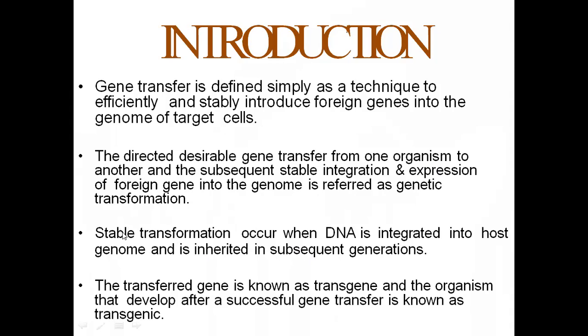Okay, stable transformation occurs when DNA is integrated into the host genome and is inherited in subsequent generations. That means, suppose you are transforming a gene into a host cell. After transformation, you cannot claim that this transformation is stable unless you observe that the inserted gene is inheritable in the subsequent generations. You have to study about 3 to 4 generations minimum to check whether the gene is successfully inherited. Then only can you call it stable transformation.